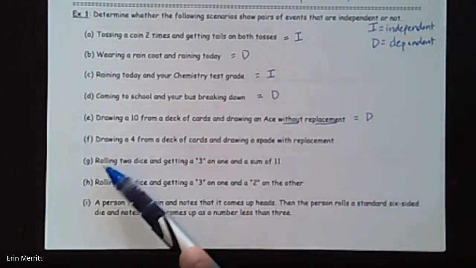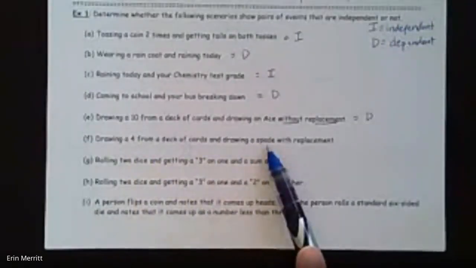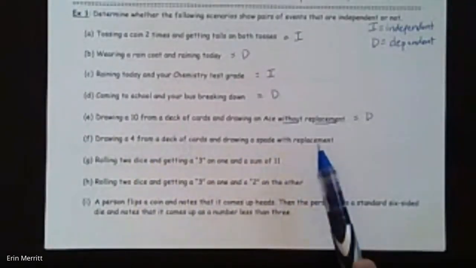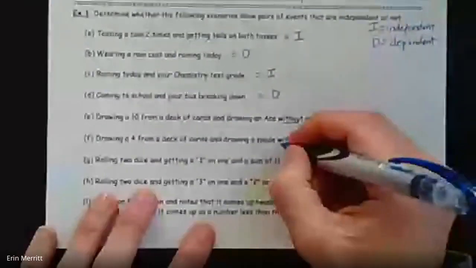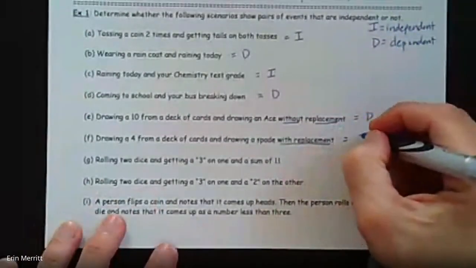Drawing a 4 from a deck of cards and drawing a spade, but with replacement. As long as you put it back, you're good to go. No one will ever know. It won't change the outcome.